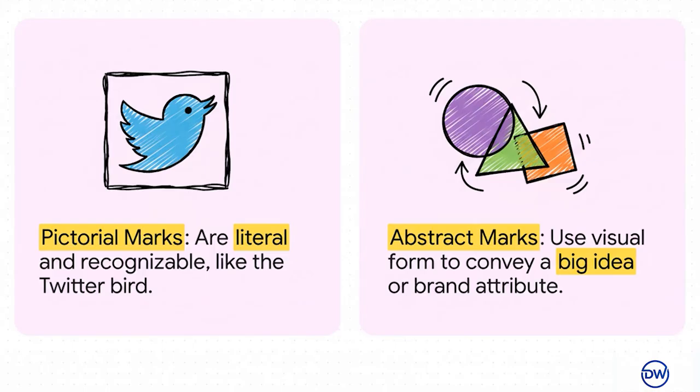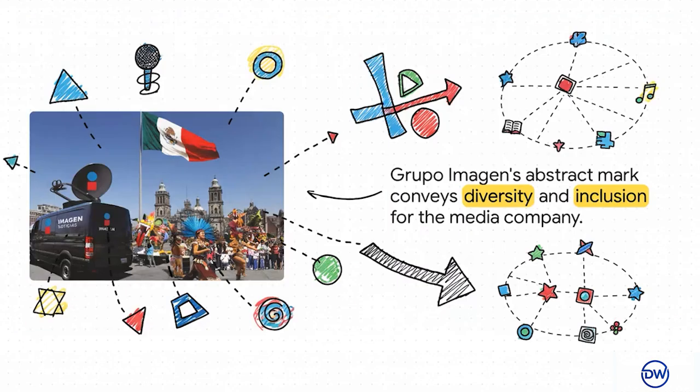A pictorial mark is a drawing of something specific. An abstract mark, on the other hand, is a drawing about something. It's not trying to look like an object, it's trying to make you feel an idea, like motion or connection or diversity. Take a look at this mark for Grupo Imagen. See? It's not a picture of a camera or a TV set, it's a pure symbol. And this kind of abstract mark is absolutely perfect for a huge company with tons of different divisions because it can represent all of them under one big conceptual umbrella.